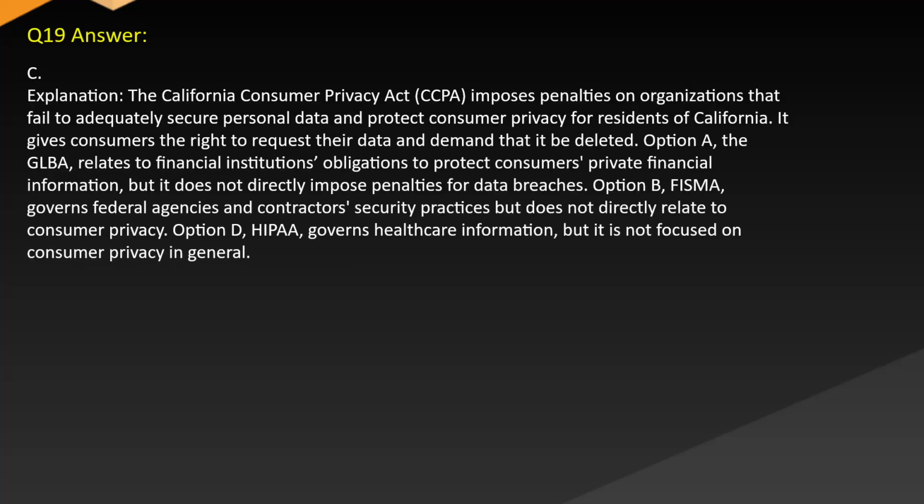Answer C. Explanation. The California Consumer Privacy Act (CCPA) imposes penalties on organizations that fail to adequately secure personal data and protect consumer privacy for residents of California. It gives consumers the right to request their data and demand that it be deleted. Option A, the GLBA, relates to financial institutions' obligations to protect consumers' private financial information, but it does not directly impose penalties for data breaches. Option B, FISMA, governs federal agencies and contractor security practices, but does not directly relate to consumer privacy. Option D, HIPAA, governs healthcare information, but it is not focused on consumer privacy in general.